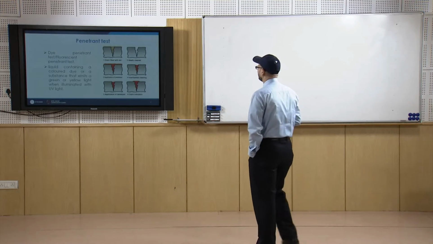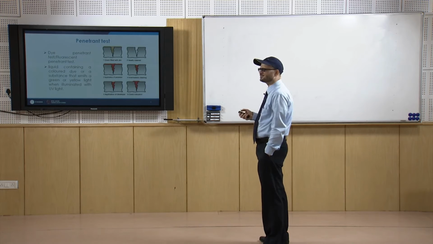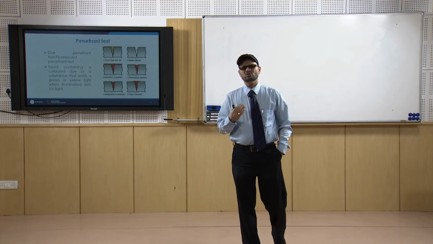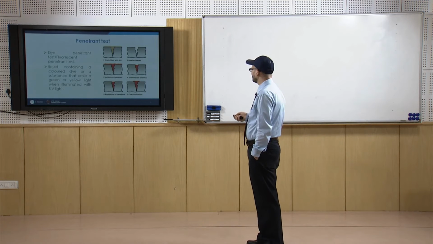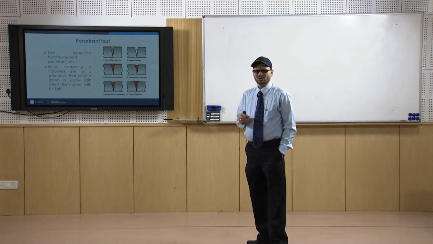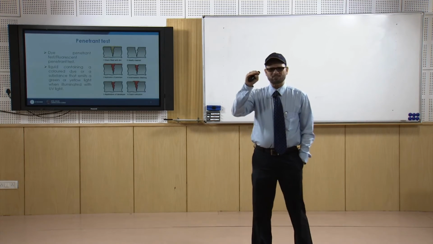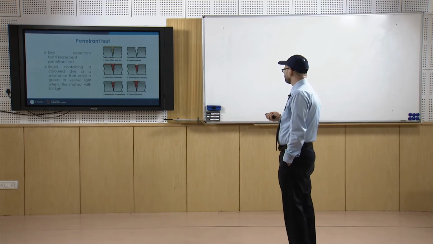Then what you do is you apply a developer. So, what does the developer do? This developer basically goes here and has a blotting action. So, that soaks away the dye which is inside, and then it comes over the surface. So, when you see under visible light, this looks red.